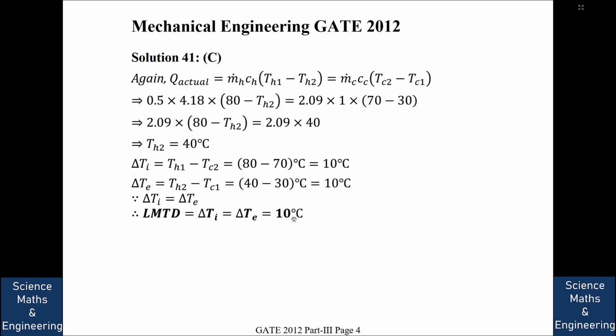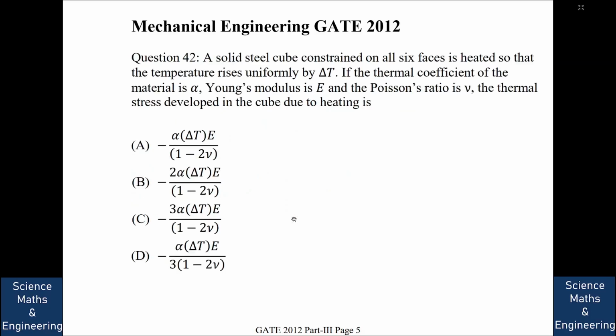Okay, so we'll go to the next question. A solid steel cube constrained on all 6 faces is heated so that the temperature rises uniformly by delta T. If the thermal coefficient of the material is alpha, Young's modulus is E, and Poisson ratio is nu, the thermal stress developed in the cube due to heating is. So you need to find out the thermal stress developed due to heating.